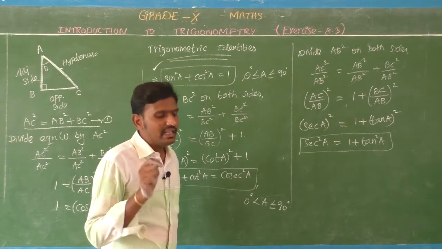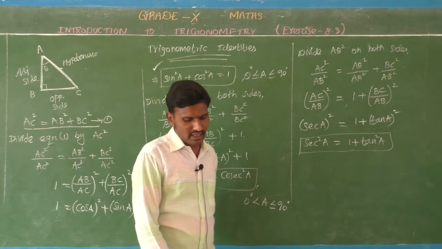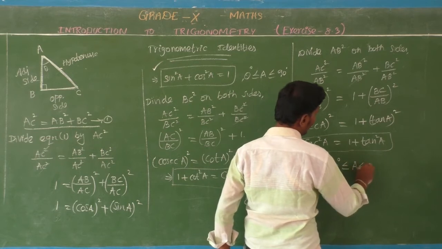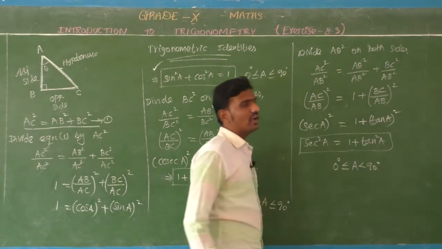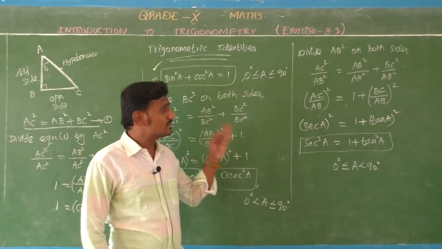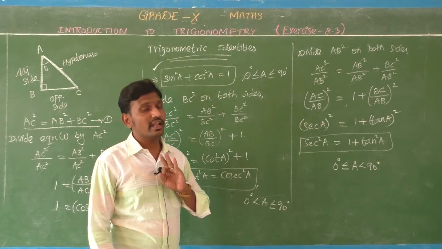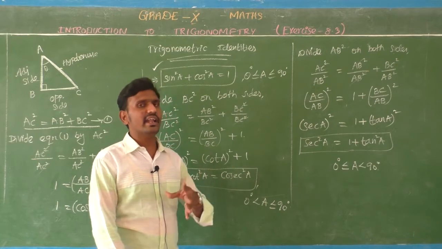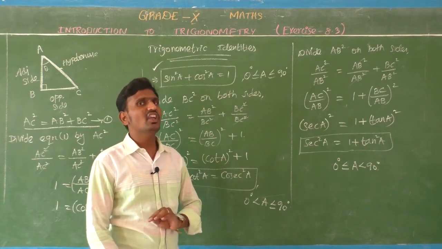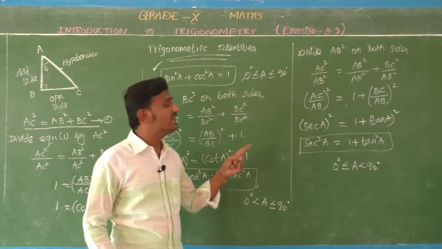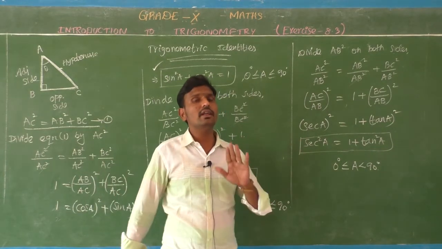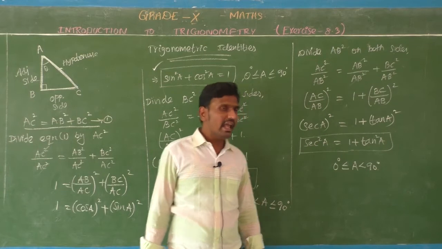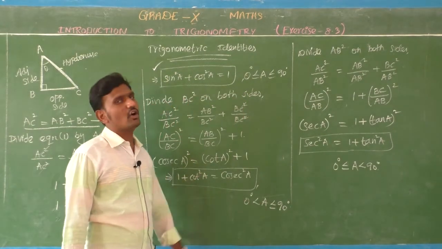This identity is satisfied for some of the angles only, when 0 degree is less than or equal to A is less than 90 degree. 90 degree only is not, because if we substitute it in this identity, we are not going to get the equation; left side and right side will not come equal. When you substitute A equal to 90 degree in that identity, you are not getting that equation. Why? Because tan theta at 90 degree is not defined.